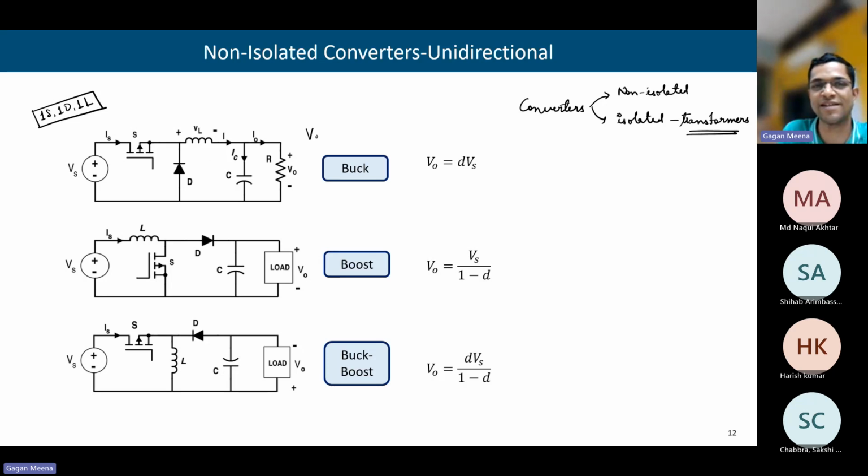Buck, which steps down the voltage. This V naught will be less than Vs here because this D is the duty cycle, which is between 0 and 1. So this V naught will be less than or equal to Vs. And because we want V naught to be less than Vs, D will always be less than 1, and it will be more than 0. D is between 0 and 1. And for boost, V naught will be more than Vs. And in buck-boost, both can be achieved.